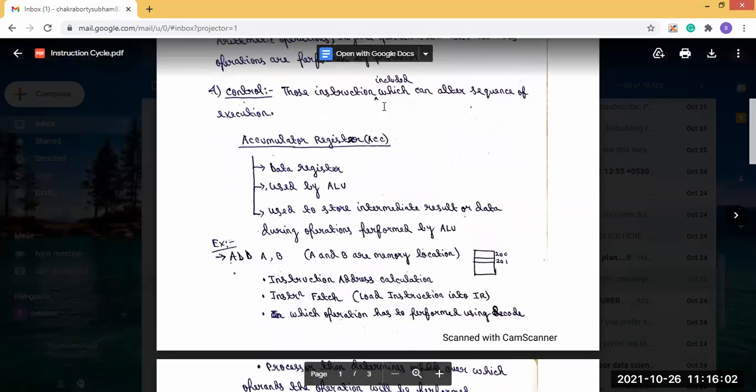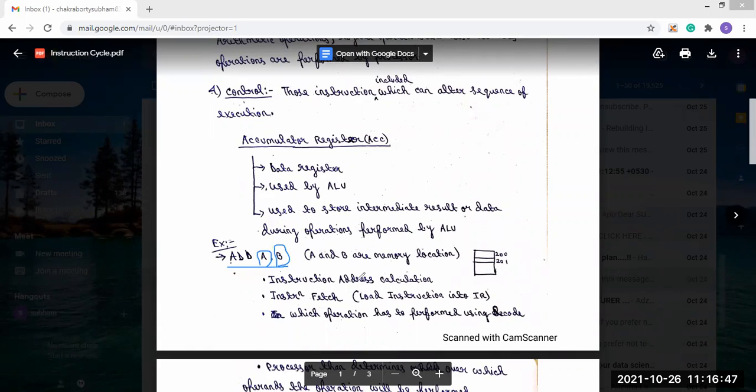So let's say there is an instruction ADD A comma B. This type of instruction came to the computer, ADD A comma B. Now this A and this B are the memory locations, or we can say these are the operands. The concept you have seen is that we have the operand and the operator. So this A and B are the memory locations.